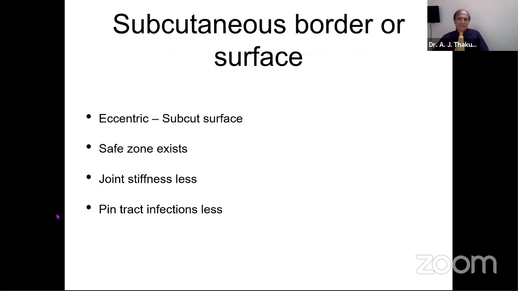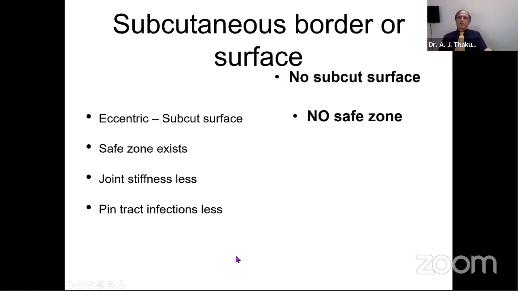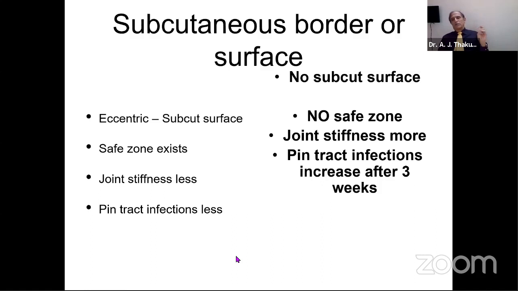So then comes eccentric limbs. The surface is subcutaneous, safe zones exist, joint stiffness of the concerned joints is less, and pin track infections are less. On the concentric limbs, there is no subcutaneous surface, there are no safe zones. Joint stiffness is quite common. Pin track infection risk increases after 3 weeks, and they are preferred for a short duration.